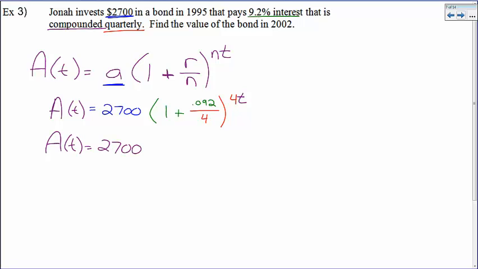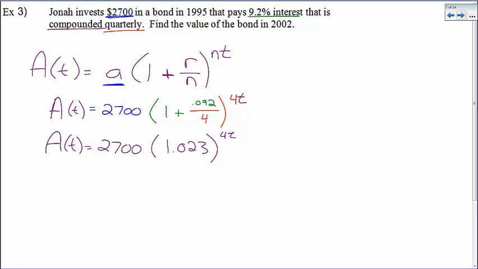I'm also going to simplify what is inside the parentheses to give me my final growth factor. Here, once you simplify the fraction, you can use your calculator to do so. You should get 1.023, and once again I'm going to raise this to the 4t. So now I have my general formula for this situation.